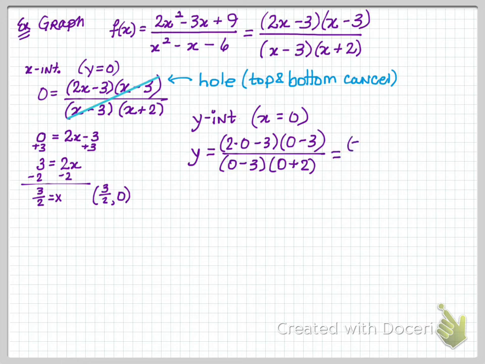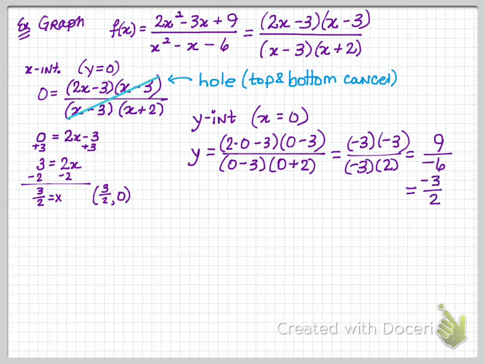And we get negative 3 times negative 3 all over negative 3 times 2. Oops, that's supposed to be positive. Oh, that's messy. And we get 9 over negative 6, which actually simplifies to negative 3/2. So our y-intercept is (0, -3/2). Okie dokie. We have our x-intercept, we have our y-intercept.